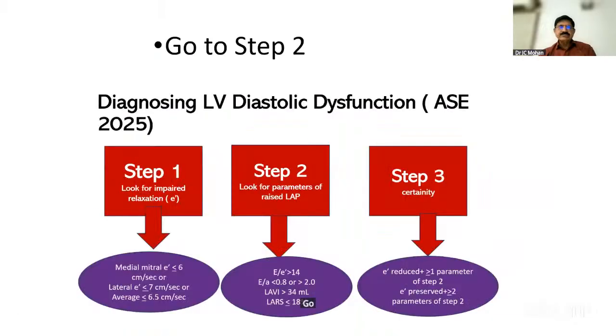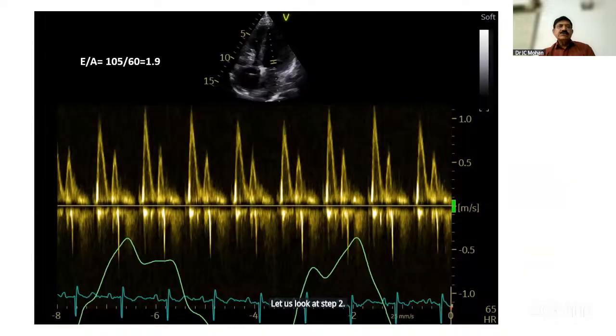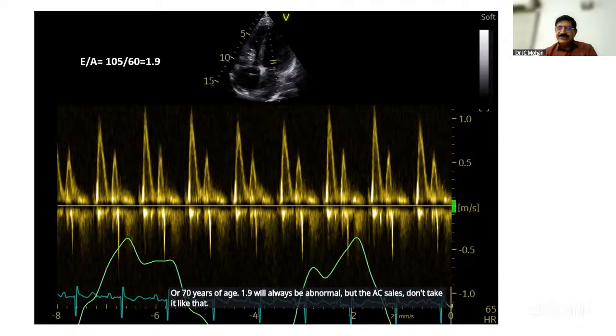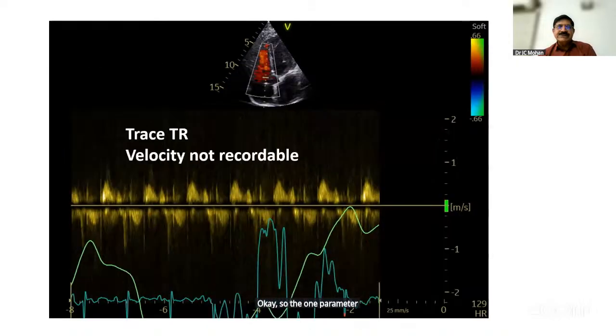Go to step 2. We go to step 2 and we have to look at 4 parameters: E to E prime more than 14, E/A ratio of between 0.8 and 2, TR velocity of more than 34, and left atrial reservoir strain of 18 or less. Let us look at step 2. Step 2, E to A ratio is 1.9. Actually, common sense dictates that at 68 years of age or 70 years of age, 1.9 will always be abnormal. But the ASE says don't take it like that. Okay, so the one parameter is abnormal, that is E to A ratio.